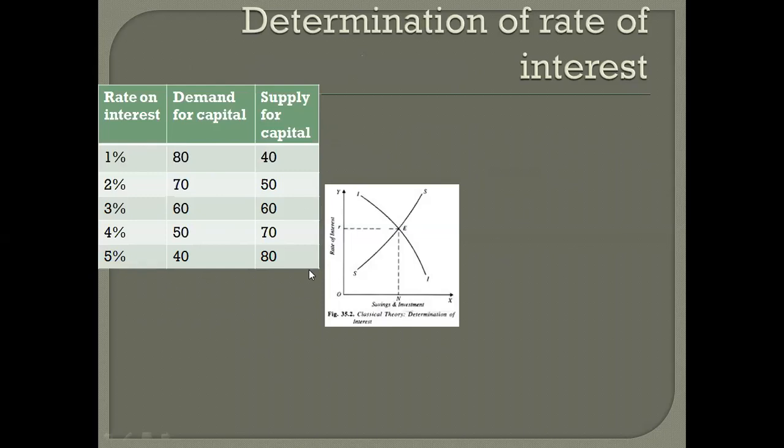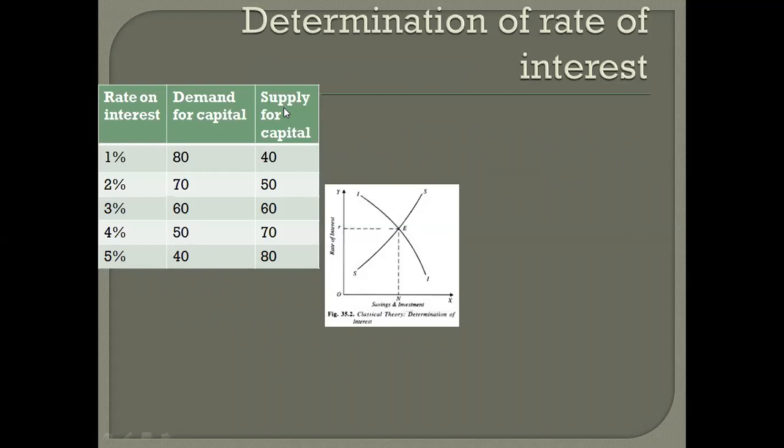I have this diagram, this table. At 1% rate of interest, people demand less because there is always inverse relationship between rate of interest and demand. Lower the rate of interest, higher the demand. As interest increases from 2%, 3%, 4%, 5%, in that case your demand may be 40, right? At 4% your demand may be 40, 3% demand may be 60.